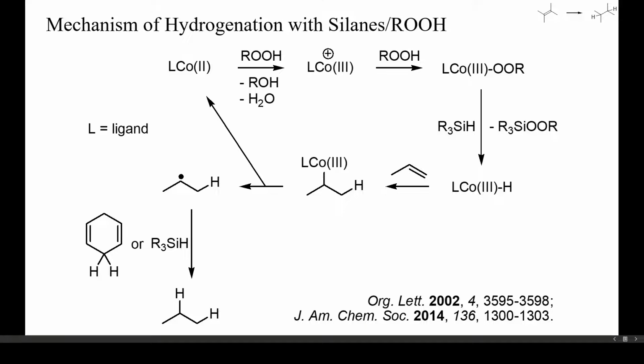Homolytic cleavage of the cobalt-carbon bond then yields an alkyl radical and the starting cobalt-2 complex. The alkyl radical may now react with any additional reagent present in the reaction mixture, or with the starting alkene if the concentration is too high. In the previous example, a large excess of silane and cyclohexadiene led to a reduction of the radical and formation of a saturated alkane. I'll show you a further example of this strategy in a minute.